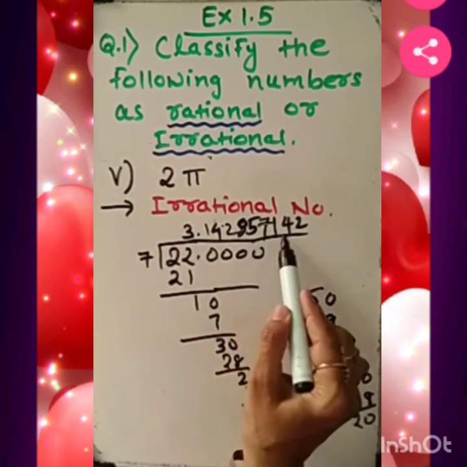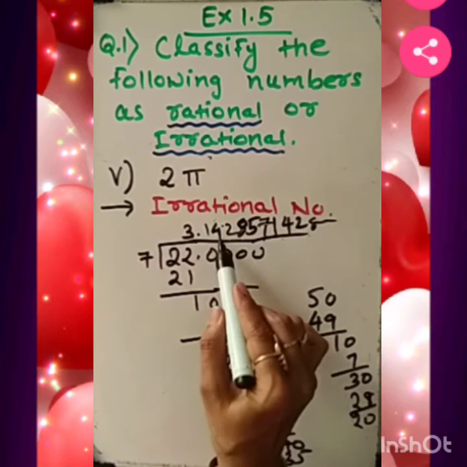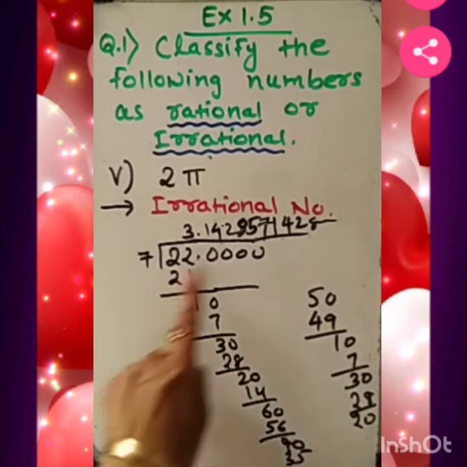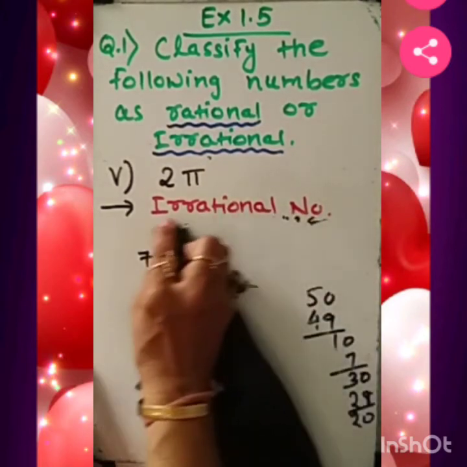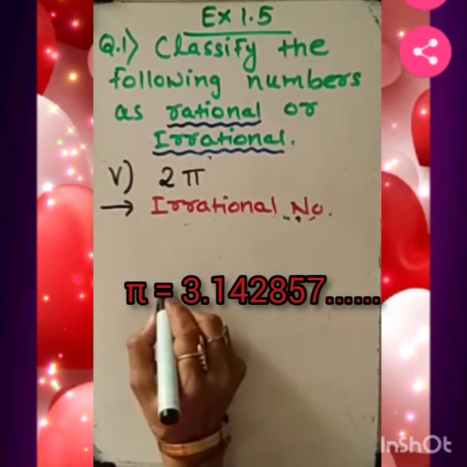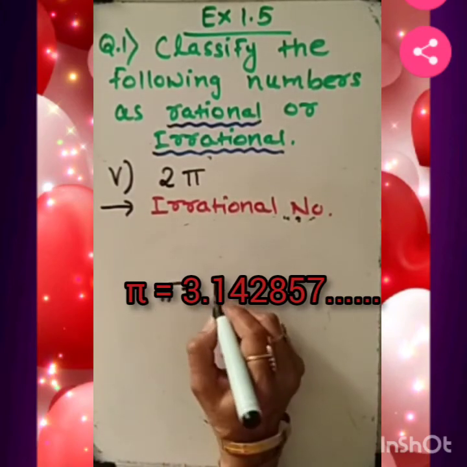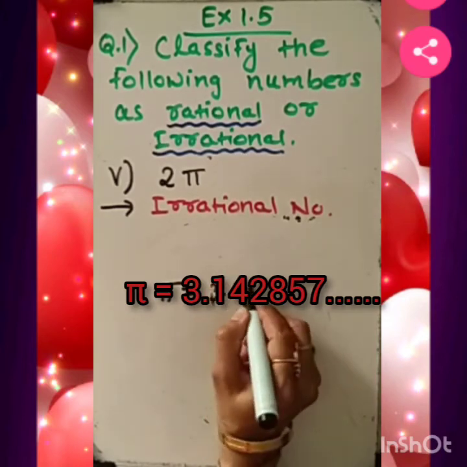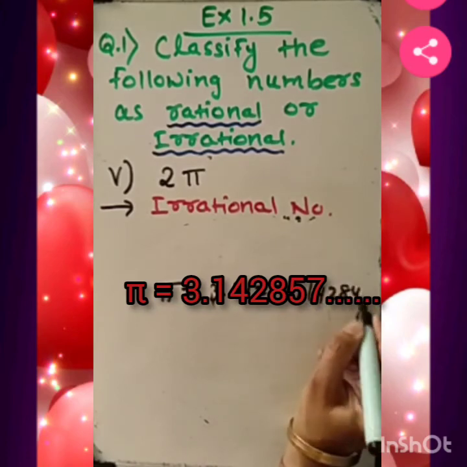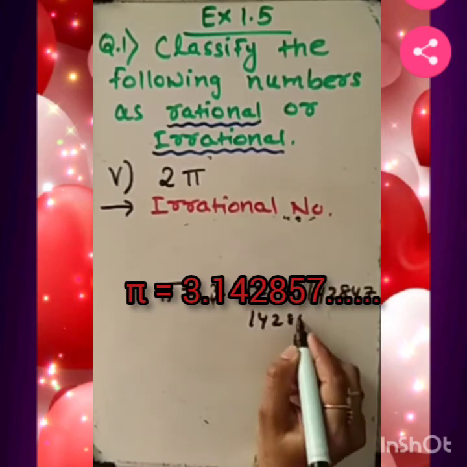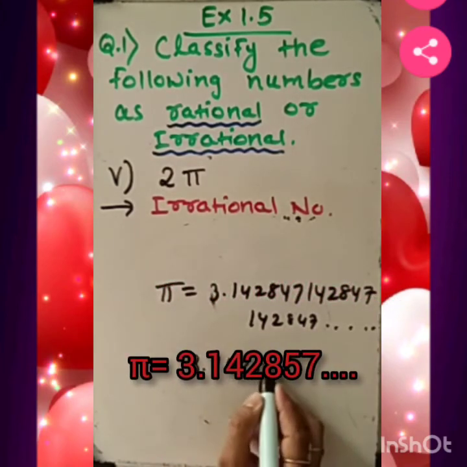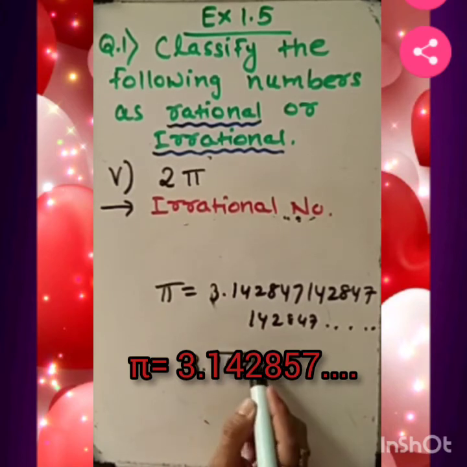The repeating block is 142857. So the actual value, if we want to write it, is pi equal to 3.142857 and so on, 142857 repeating like that. In that, all these 6 digits are repeated.